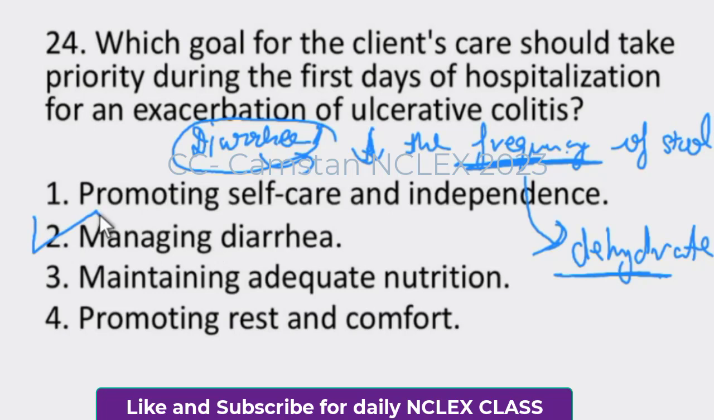Talking about other options: promoting self-care and independence, maintaining adequate nutrition, promoting rest and comfort. Well, these are the other goals which are ongoing and will be best achieved by halting the exacerbation. But the main aim is to stop the diarrhea first, right? So the best possible answer is the second one, that is managing diarrhea.